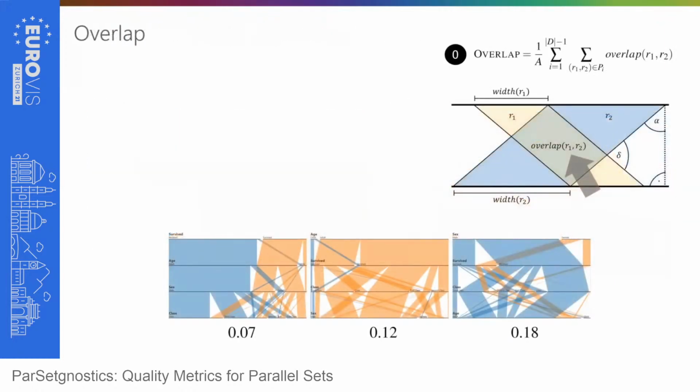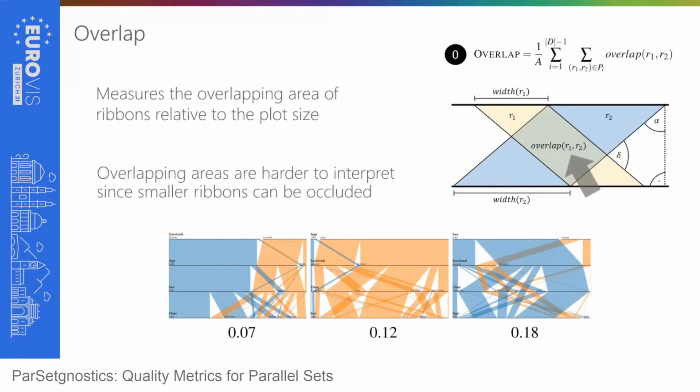The first category ordering dependent metric is overlap. For this metric, we measure the overlap of ribbons relative to the plot size, allowing for comparability. Overlapping areas are harder to interpret since crossing ribbons are harder to follow. Even more important, bigger ribbons can easily hide smaller ones. In the example of the Titanic dataset, we can see that with decreasing overlap, the appearance is significantly cleared up, while a high overlap reduces the readability by introducing clutter.